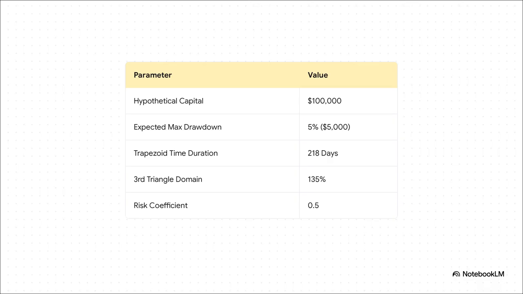Everything is based on a hypothetical $100,000 portfolio. And really important, there's a hard stop on risk, a maximum allowed drawdown of 5% or $5,000. Then you have these other inputs like trapezoid time duration and third triangle domain, which are specific to the model itself. And all of these get factored into the final trade size.